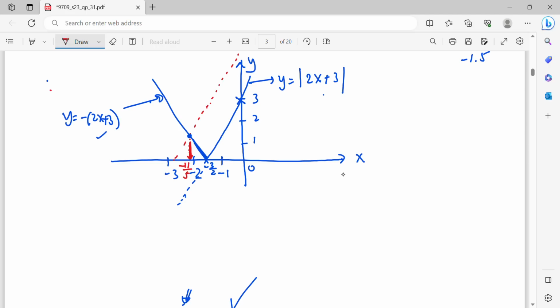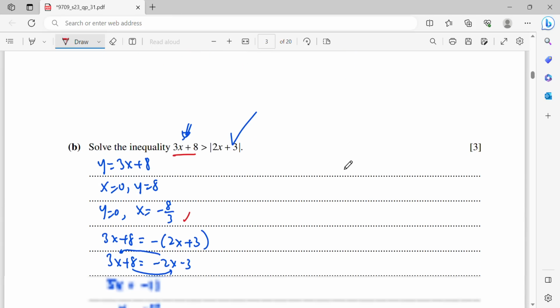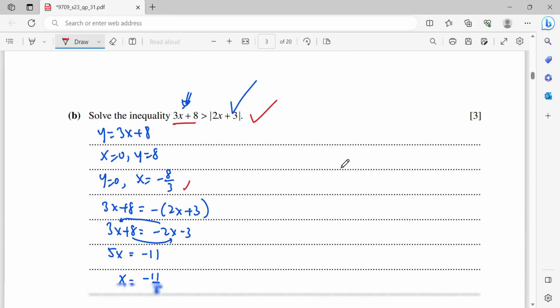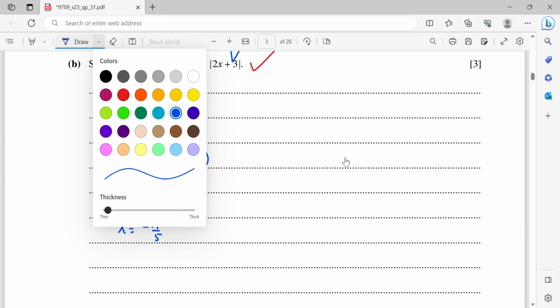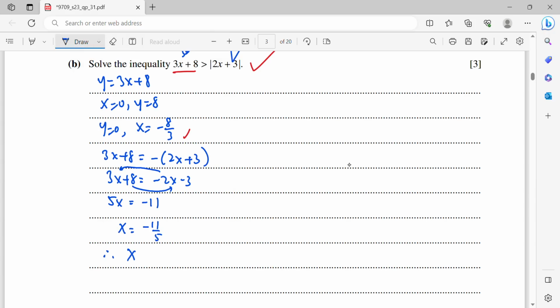Alright, so based on this graph, we know that as long as x is greater than negative 11/5, the red dotted line is always above the modulus graph, which satisfies this inequality. So our final answer here will be x greater than negative 11/5. Okay, so this is how we solve it.